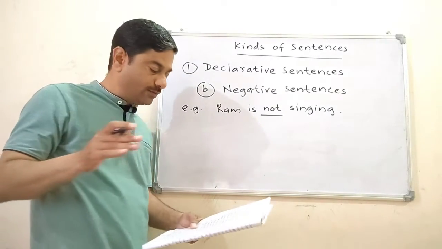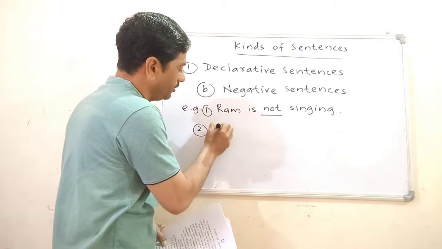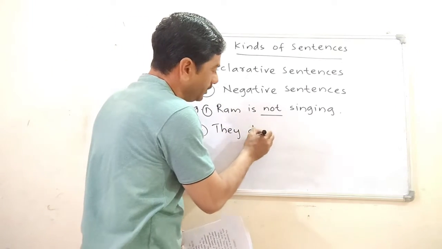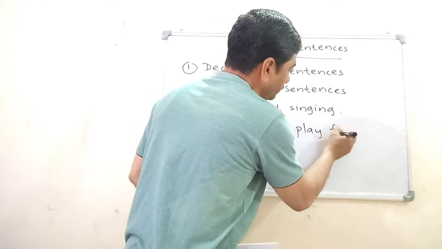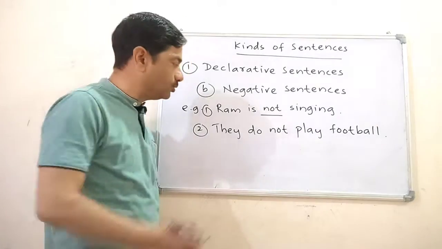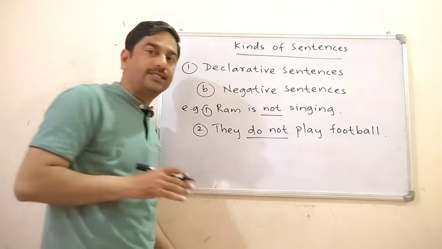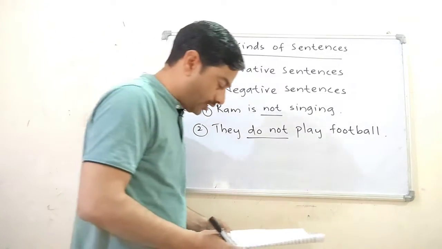They do not play football. So here we have made use of do not. This sentence is of simple present tense, so we have to make use of do not.